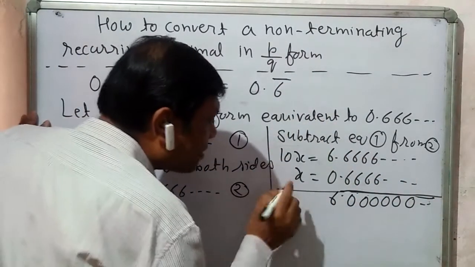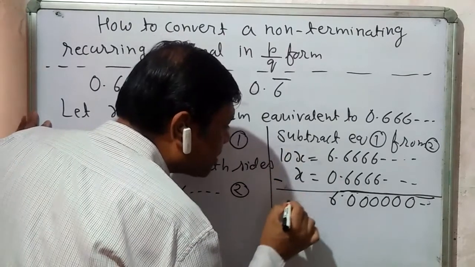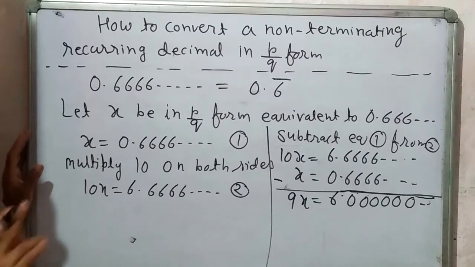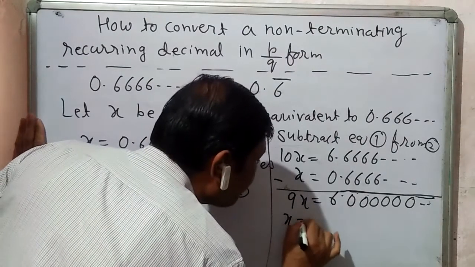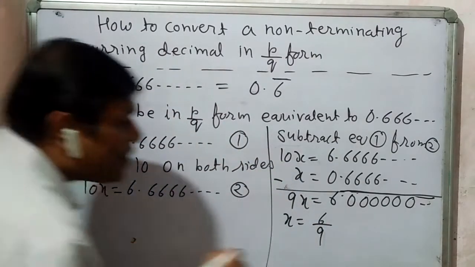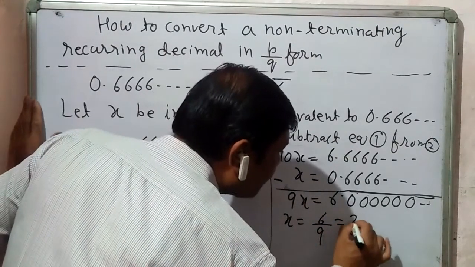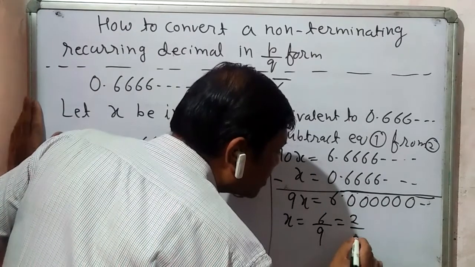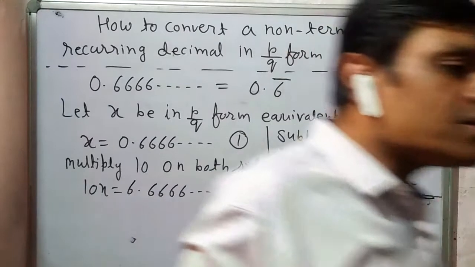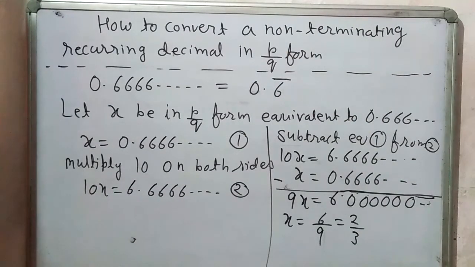When we subtract on the left hand side, 10x minus x is 9x. The value for x we can find as 6 divided by 9. If we divide both by 3, we get 3 twos are 6 and 3 threes are 9. So 2 upon 3 is the P upon Q form representation of the rational number 0.666 repeated many times.